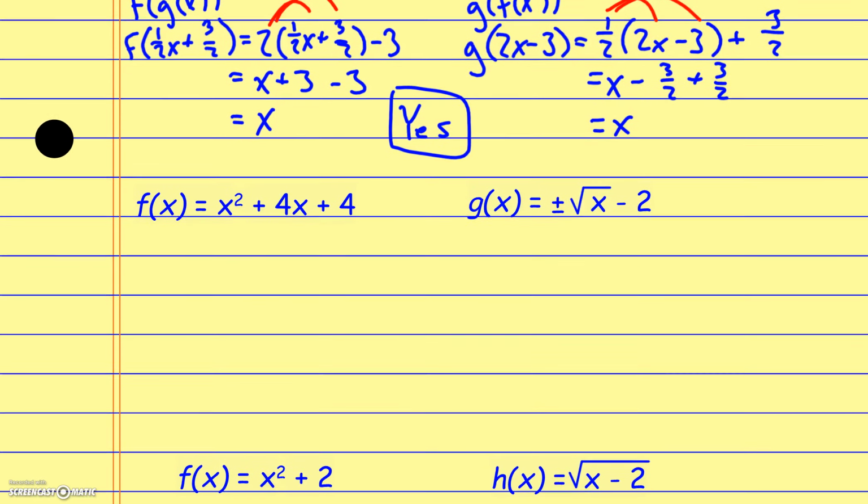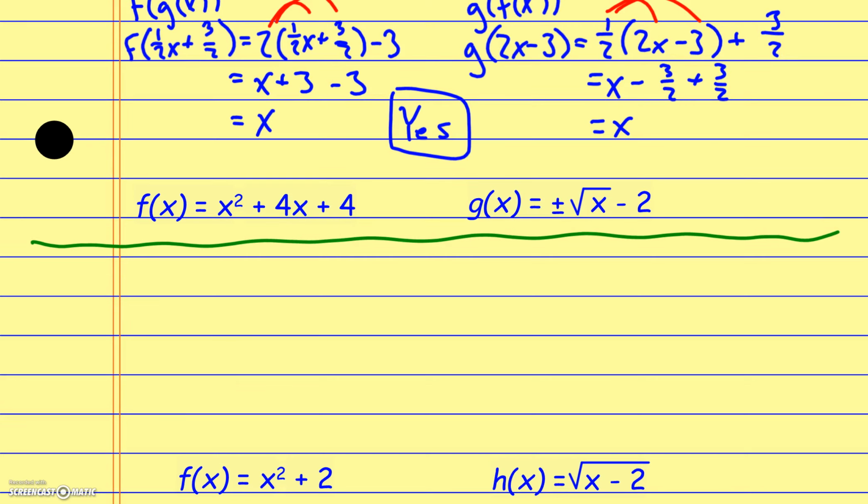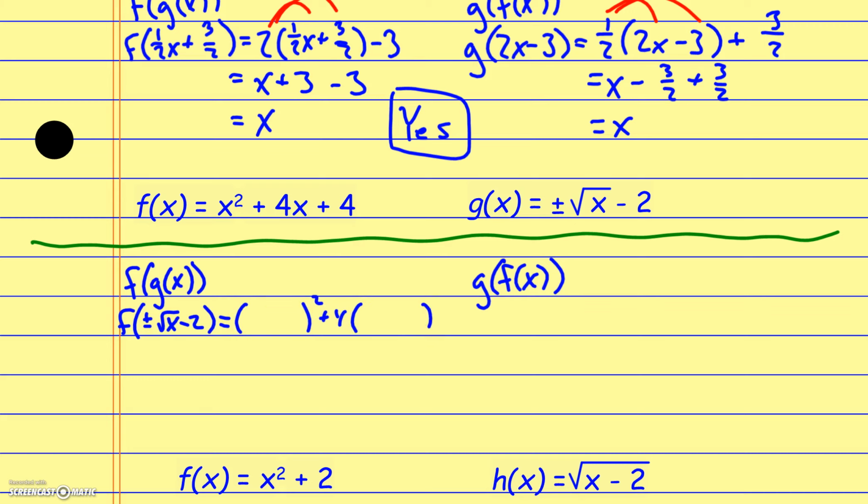If I look at another one, if I look at something like this guy, again, I'm going to try the composition test here. So if I do the composition test, I'm going to do f of g of x. And then I'm also going to do g of f of x. So I have to do it each way. Over here I have f of g of x, where g of x is the plus or minus square root of x minus 2. And I'm going to plug that into the f function. So this was x squared plus 4 times x plus 4. But instead of x, I'm going to plug in the plus or minus square root of x minus 2.